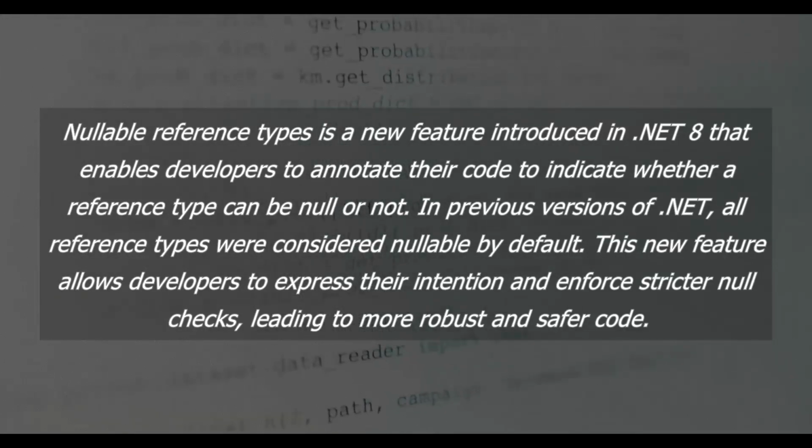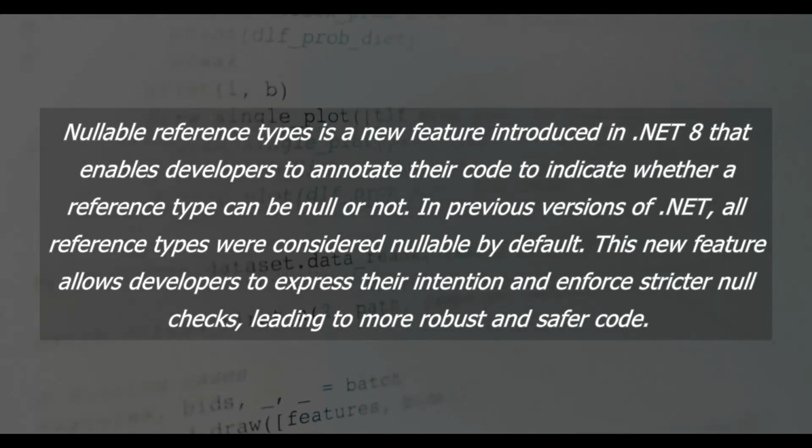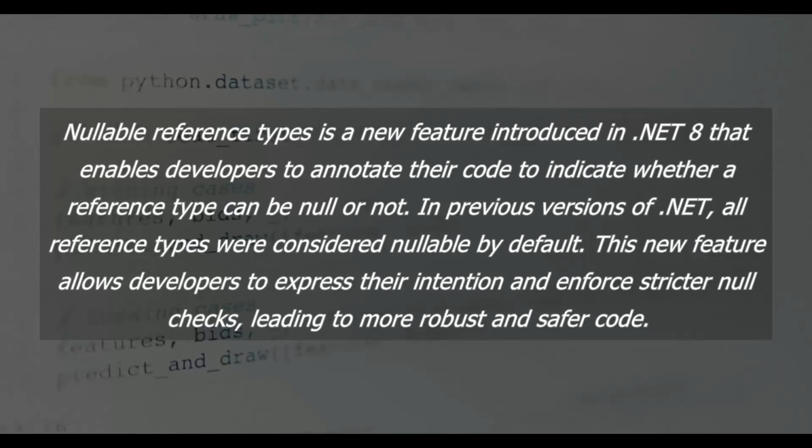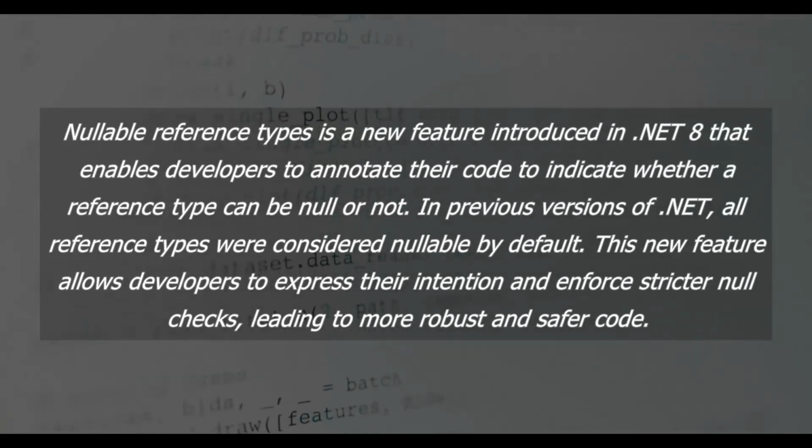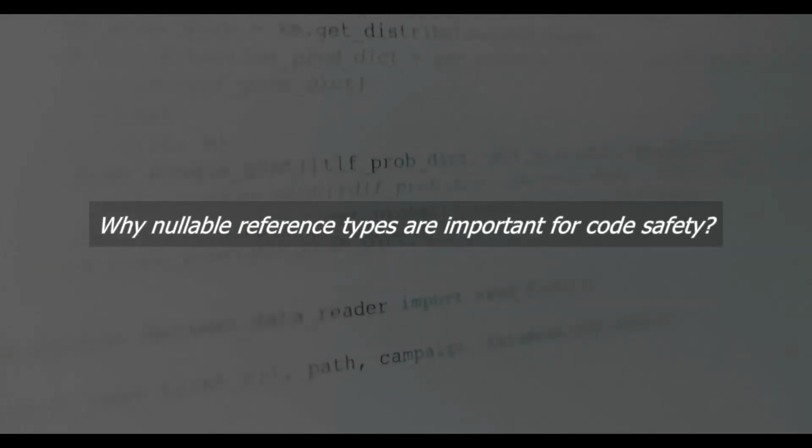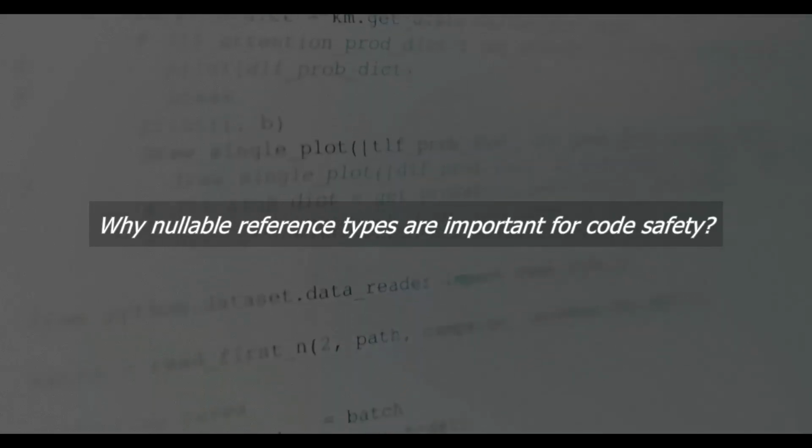Nullable reference types is a new feature introduced in .NET 8 that enables developers to annotate their code to indicate whether a reference type can be null or not. In previous versions of .NET, all reference types were considered nullable by default. This new feature allows developers to express their intention and enforce stricter null checks, leading to more robust and safer code.